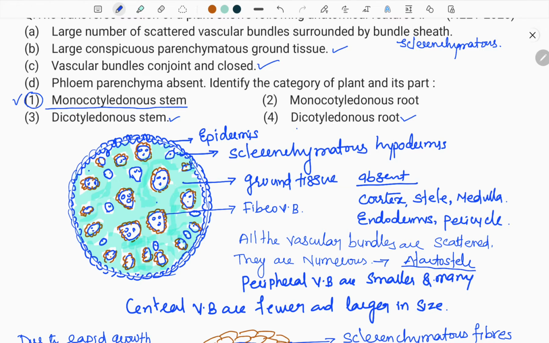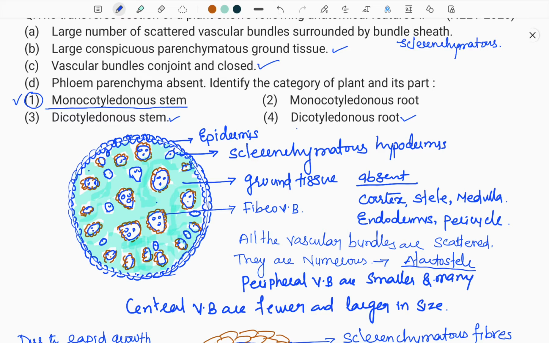Dicot and monocot roots are both almost the same. Then what are the differences between dicot root and monocot root? In monocot root it is polyarch. Polyarch means vascular bundles are more than 6. Right? Exarch is common. But in monocot root, the pith is extensive, a very big pith that we find. The medulla is very big in case of monocot root.